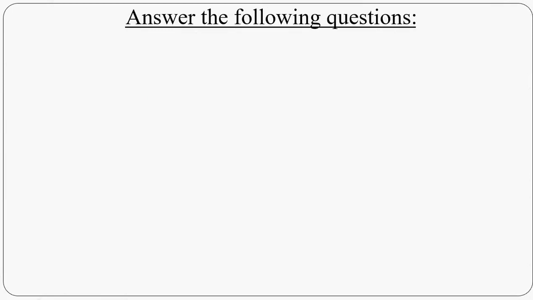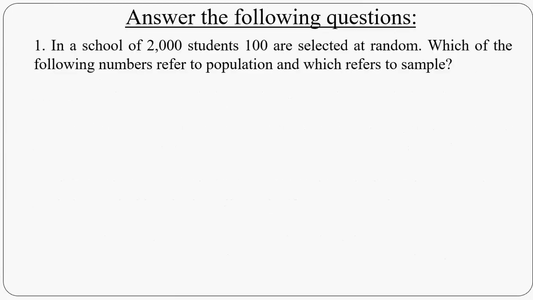Now let us understand a self-test with some real life examples. In a school of 2000 students, 100 are selected at random. The question is very simple. Which of the following numbers refers to population and which refers to sample? You need to identify which belongs to population, which is sample from the given question. Could you please identify, dear students? Yes, 2000 students is said to be the population and 100 students which is selected at random is the sample.